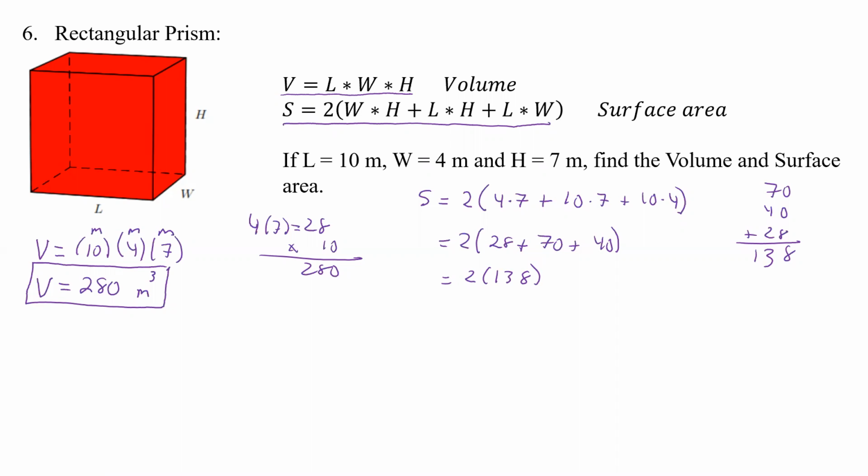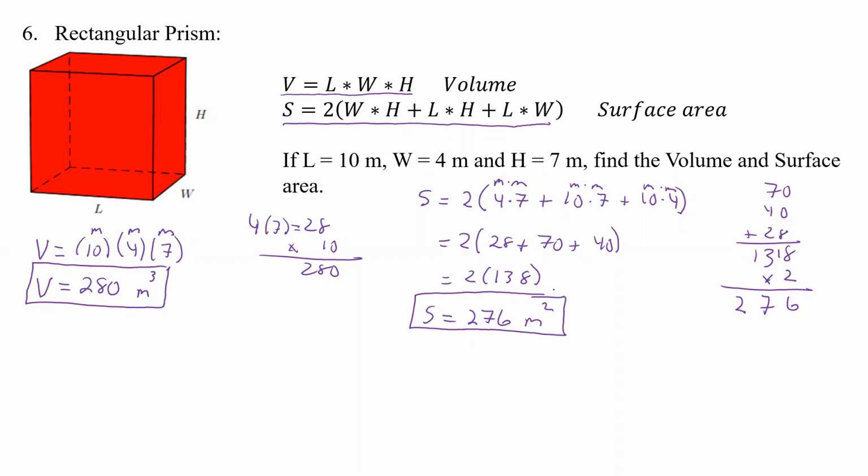And so what do we get there? Well, we have to multiply that 138 times 2, so I'm just going to do it right below here. 2 times 8 is 16, carry 1. 2 times 3 is 6, plus 1 is 7, and then 2 times 1 is 2, and so that gives me 276. Now what do we have? Well, that's meters times meters, meters times meters, meters times meters, so that's meter squared, meter squared, meter squared, and so the surface area is 276 square meters.